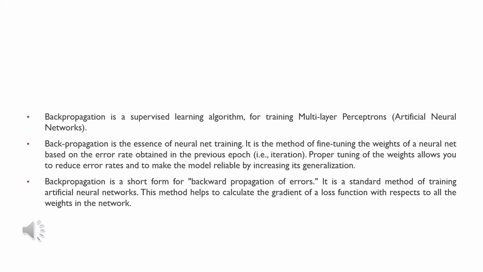It is the method of fine-tuning the weights of the neural net based on the error rate obtained in the previous epoch, that is, iteration. Proper tuning of the weights allows you to reduce error rates and to make the model reliable by increasing its generalization. Backpropagation is a short form of backward propagation of errors. It is the standard method of training artificial neural networks. This method helps to calculate the gradients of the loss function with respect to all the weights in the network.